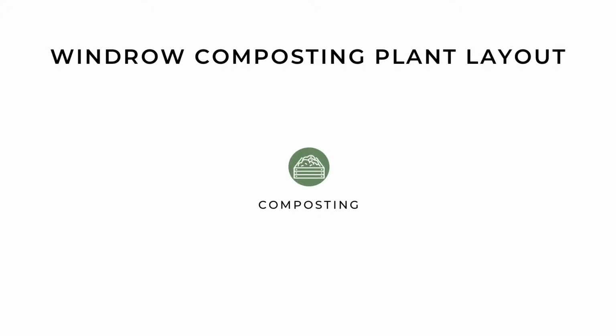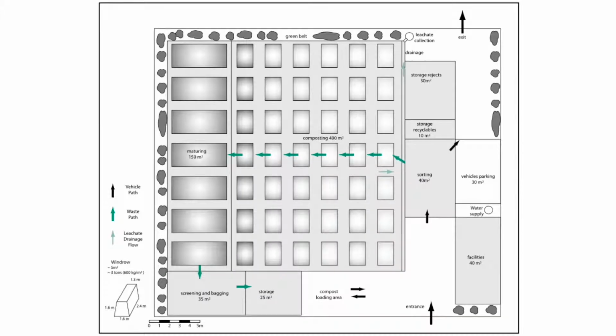Let's take a look at this example of a windrow composting plant, treating up to 5 tons of mixed household waste and composting 3 tons of organic waste. Notice how the layout supports the workflow of the composting process. Waste is delivered directly to the sorting platform from where it is transferred either to the composting area, the recycling storage, or the storage of rejects. The screening area is nearby, as well as the storage area for compost.